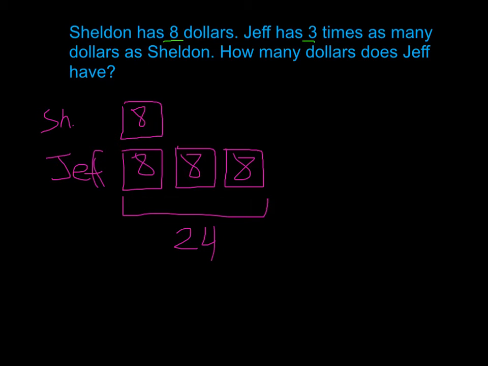We could also write this as a sentence, being that we know that Sheldon has $8, or as an equation, Sheldon has $8, so we can write our $8, and Jeff has 3 times as many dollars as Sheldon. So that tells us that's 8 times 3, and that is going to equal, like we said before, our 24.